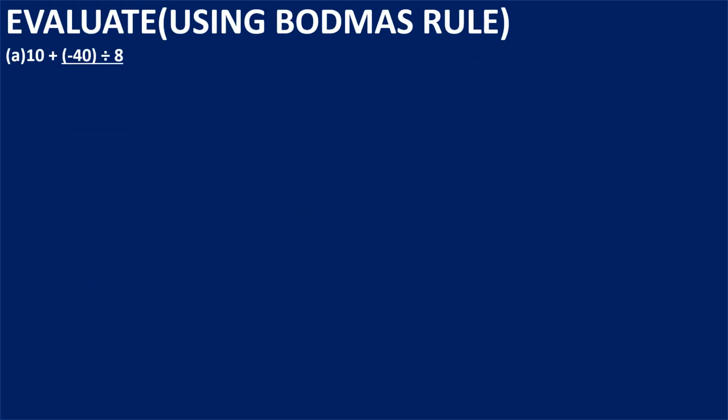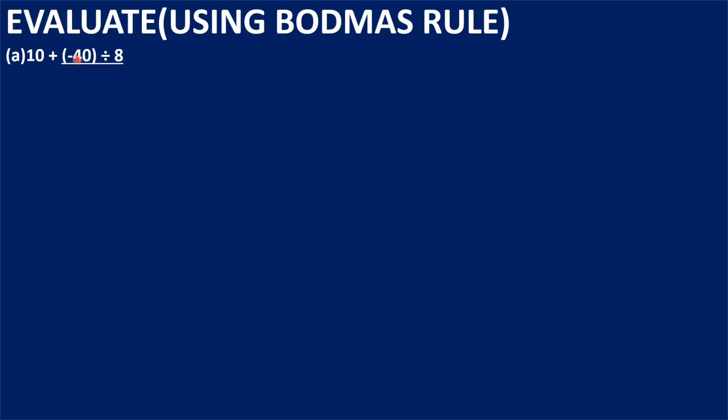Now you have to evaluate these using BODMAS rule. Do you know what BODMAS rule is? First, you have to check whether you have any bracket. Bracket, of, division, multiplication, addition and subtraction. This is BODMAS rule. Now, the first sum is 10 plus minus 40 divided by 8. First you have to go according to this BODMAS rule. Bracket is not there, of is also not there. So you have division, so first we will perform the division operation. So it is minus 40 divided by 8.